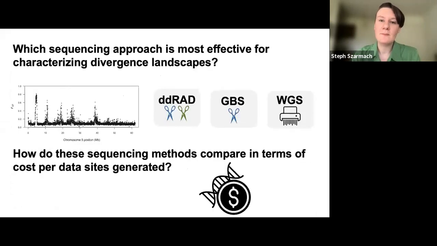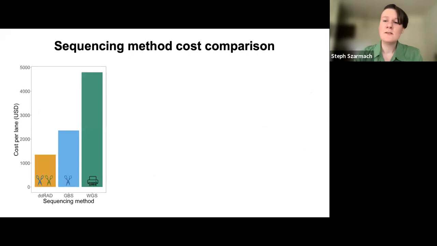So we find from these comparisons that the GBS and whole genome sequencing methods can both give a good outline of the genomic landscapes of divergence, but whole genome sequencing is superior for revealing the fine-scale details of the peaks. So now we're interested in seeing how these methods compare in terms of cost effectiveness. So looking at the total cost for one sequencing lane, whole genome sequencing is the most expensive method, followed by GBS and then ddRAD.